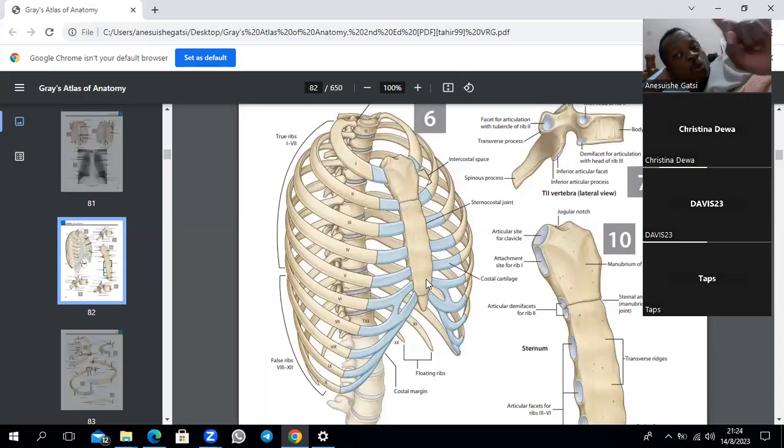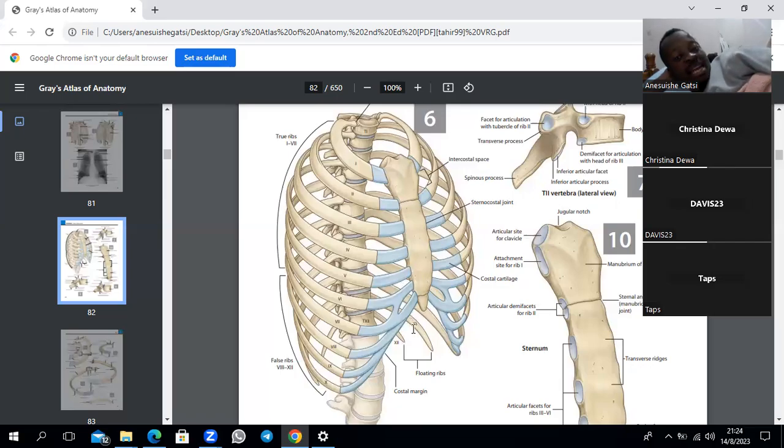So rib number 1 through to rib number 7, those are true ribs. Rib number 8, 9, and 10 are what we call false ribs. False ribs articulate with the sternum indirectly, meaning their costal cartilages join the costal cartilage of the rib above before going to the sternum.